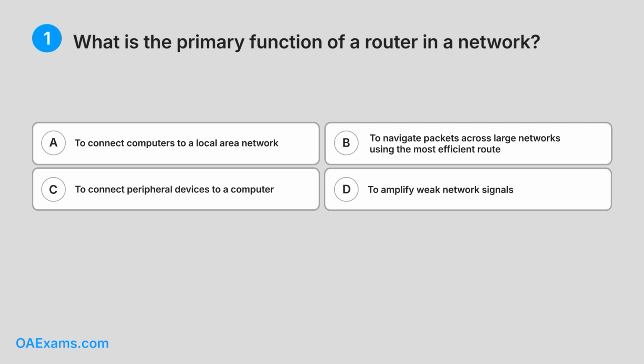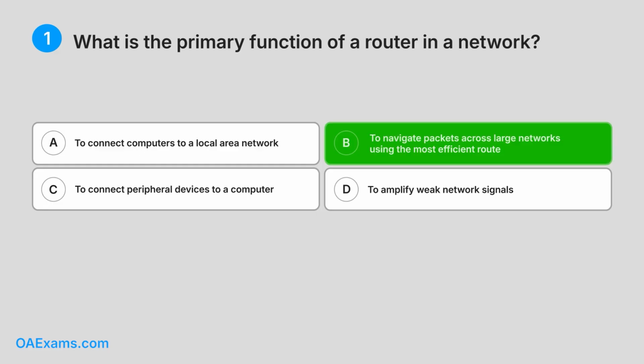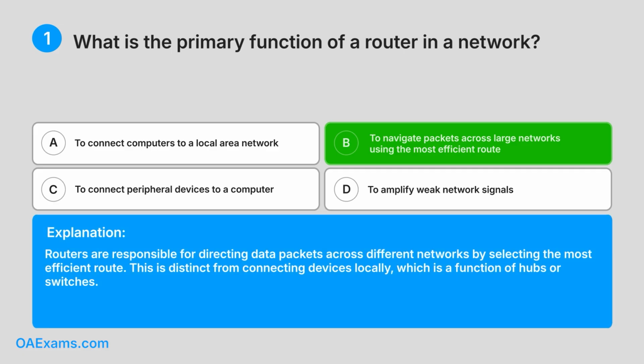Correct answer. B. To navigate packets across large networks using the most efficient route. Explanation. Routers are responsible for directing data packets across different networks by selecting the most efficient route. This is distinct from connecting devices locally, which is a function of hubs or switches.